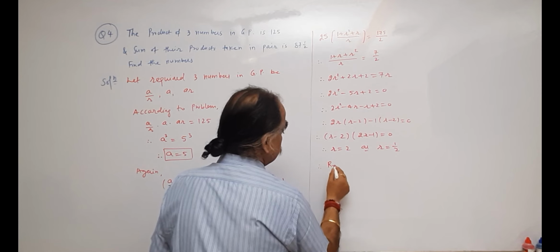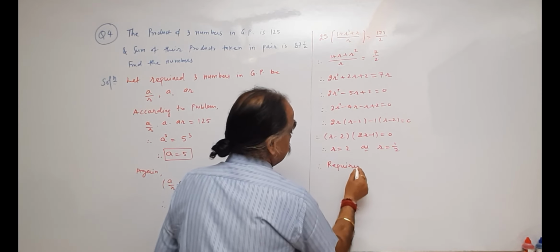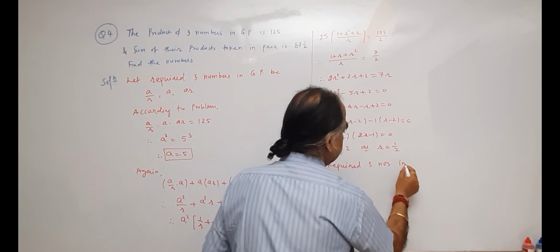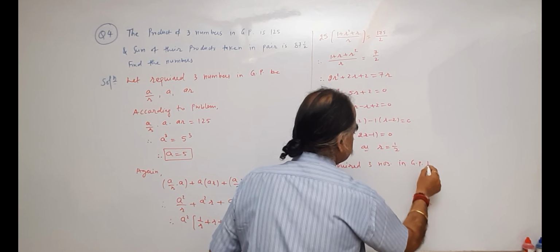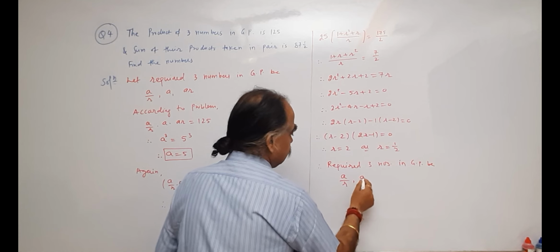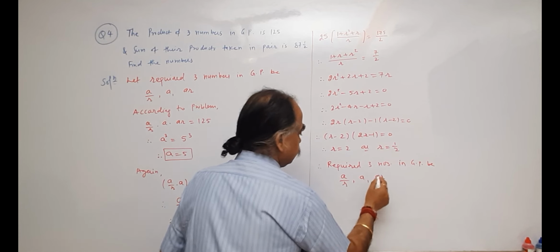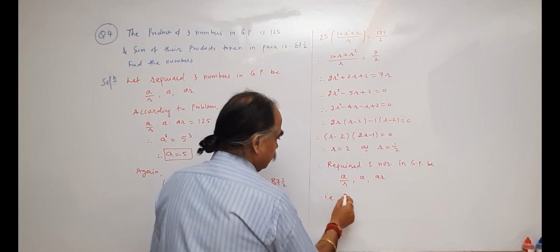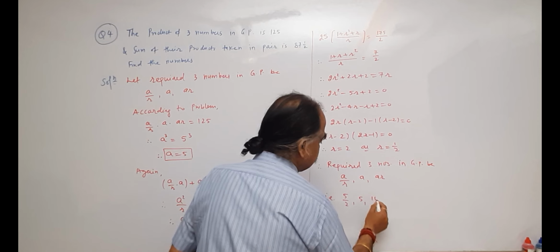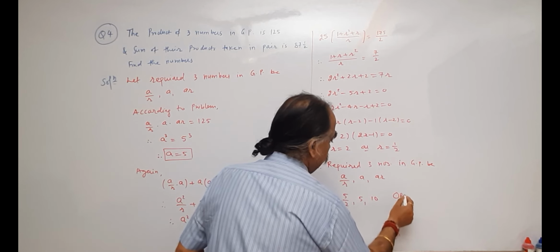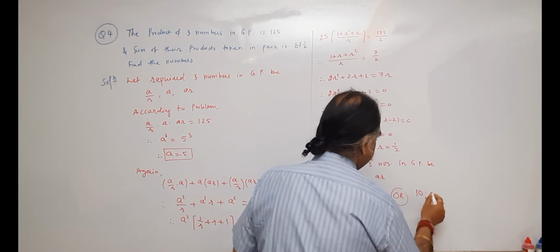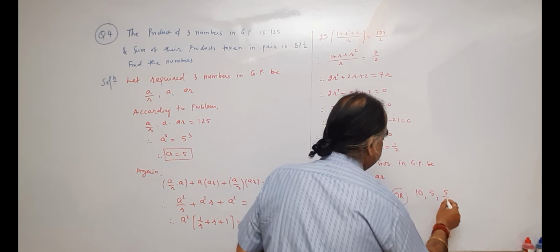Therefore, the required three numbers in GP are a upon r, a, ar, that is 5 upon 2, 5, 5 into 2 which is 10. Or if you take r as 1 by 2, then 10, 5, 5 upon 2.